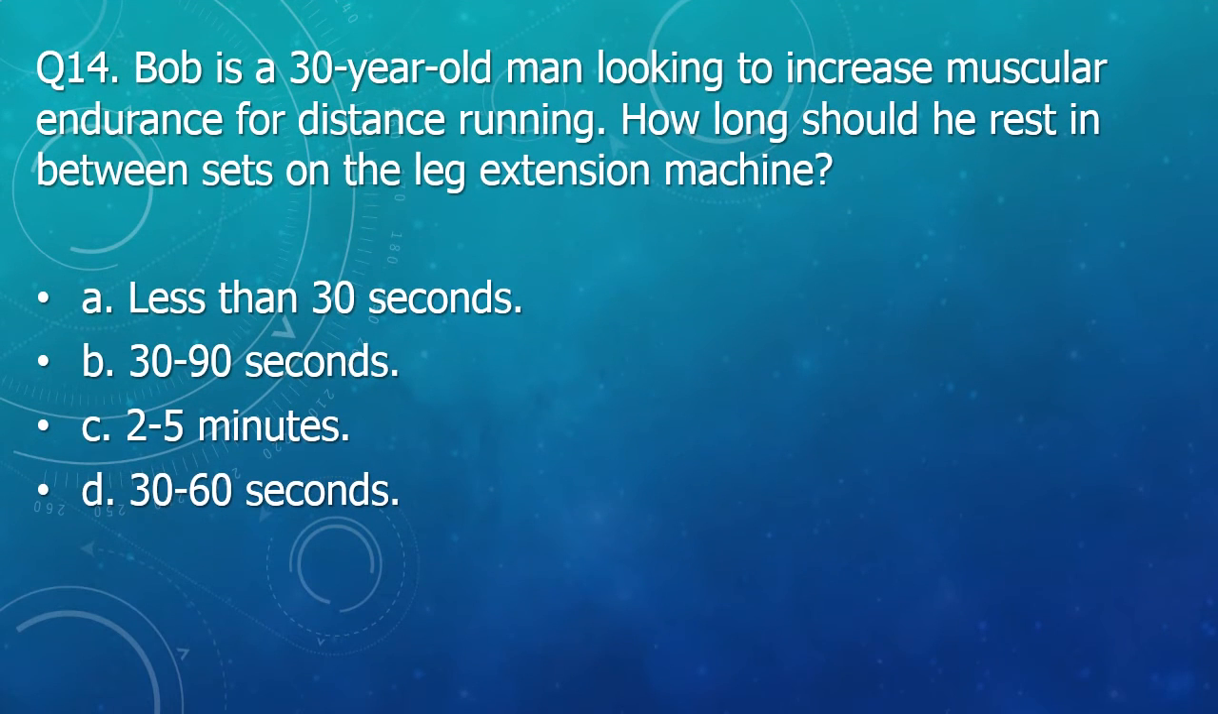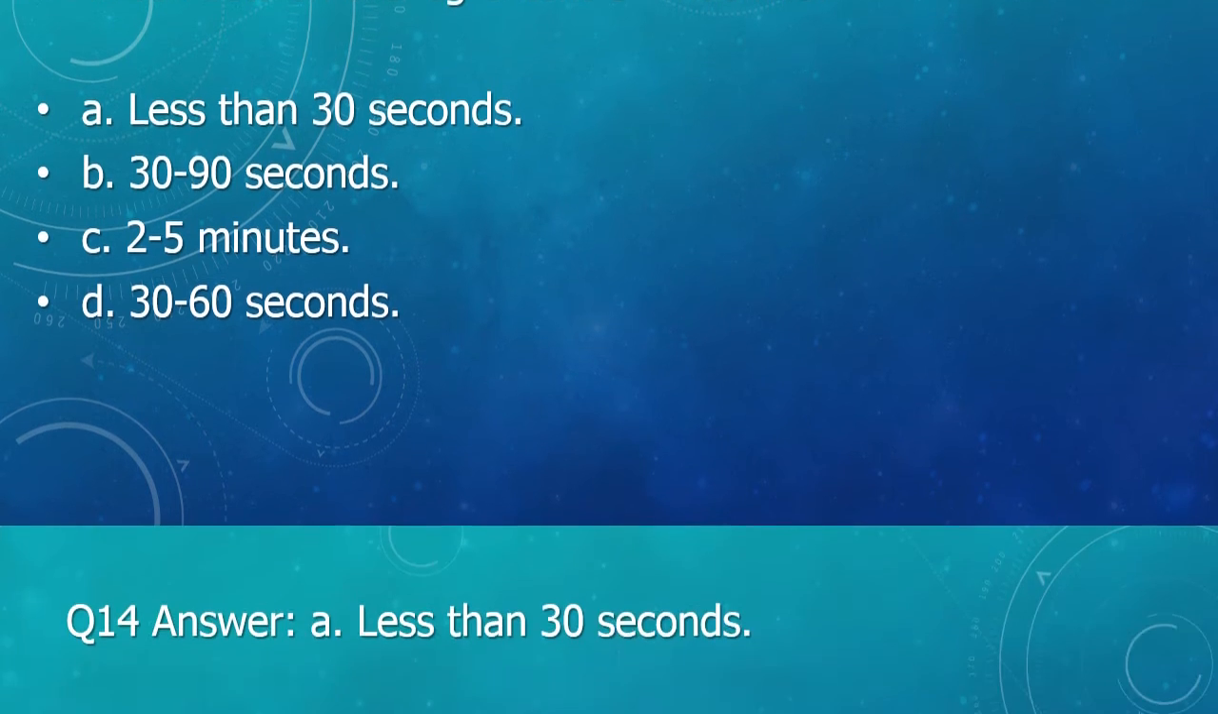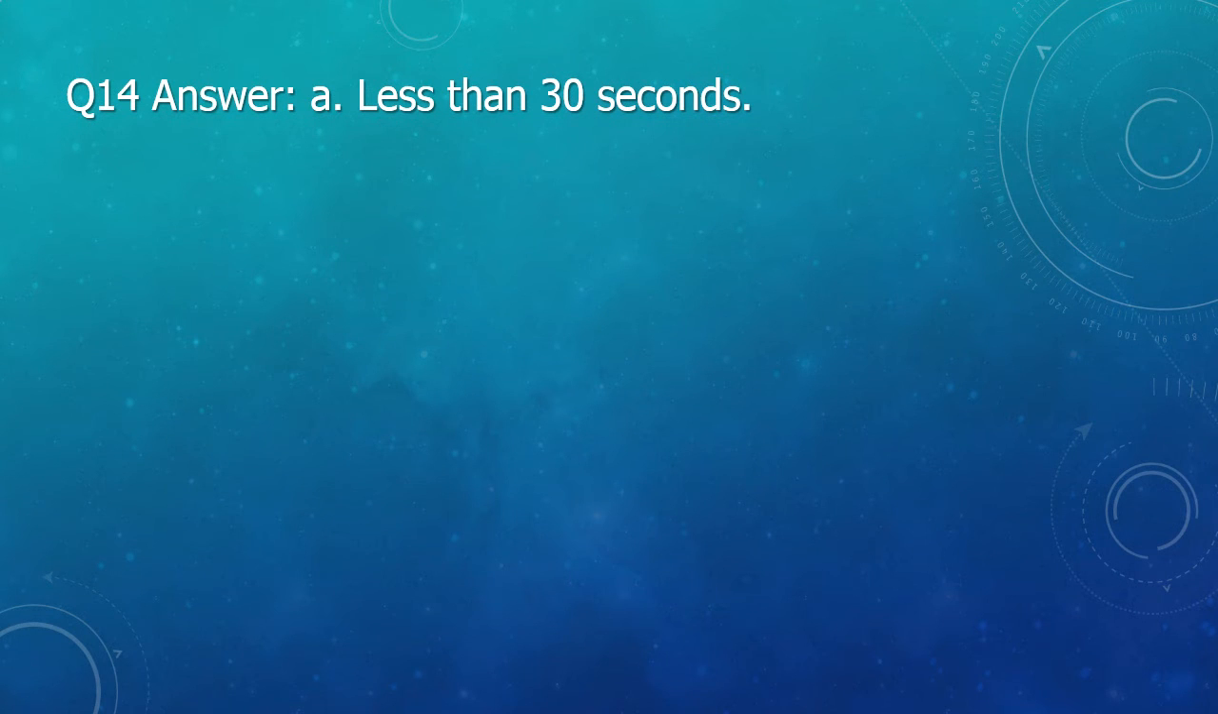Question 14. Bob is a 30-year-old man looking to increase muscular endurance for distance running. How long should he rest in between sets on the leg extension machine? A. Less than 30 seconds. B. 30-90 seconds. C. 2-5 minutes. D. 30-60 seconds. Question 14 answer, A. Less than 30 seconds.